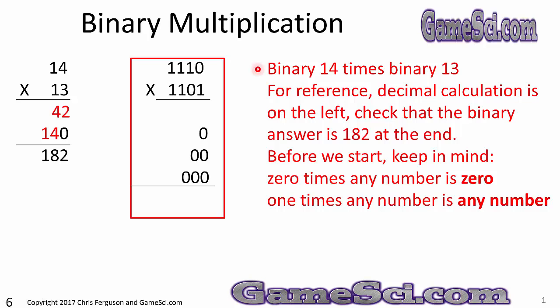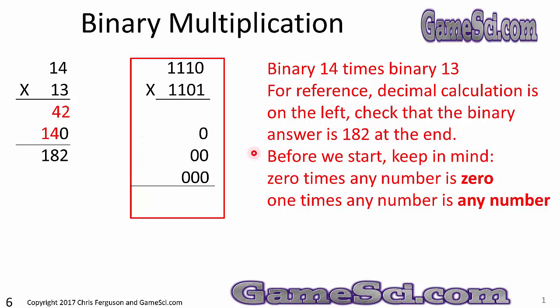Binary 14 times binary 13. For reference, the decimal calculation is on the left. We can use that to check the binary. 14 times 13 in decimal. 3 times 14 is 42. 1 times 14 is 14. But notice the trailing 0. This is not multiplying by 1. It's multiplying by 10. And anything multiplied by 10 has to end in a 0. Sum those up and you get 182. Use that to check the result of our binary multiplication.